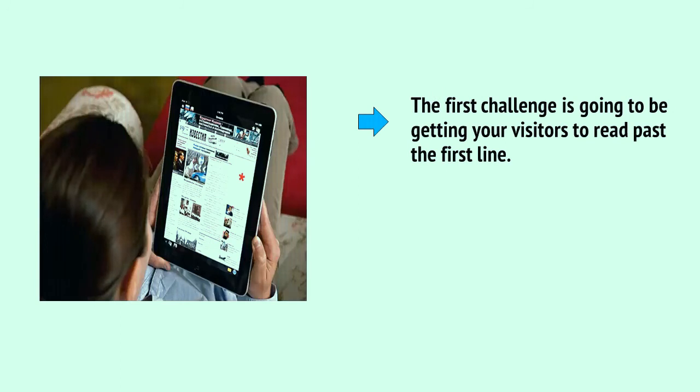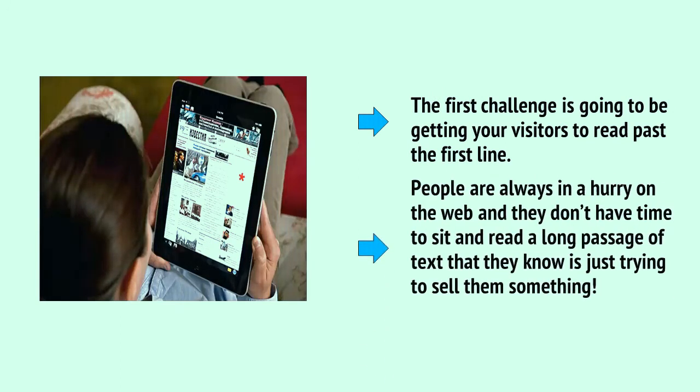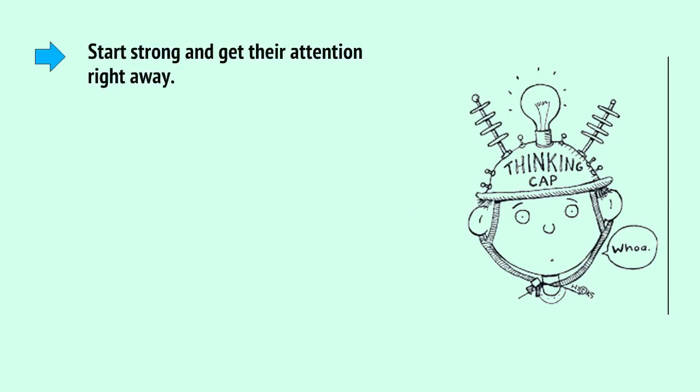This needs to be written in such a way as to compel the reader to want to buy and to build desire and urgency. The first challenge is going to be getting your visitors to read past the first line. People are always in a hurry on the web, and they don't have time to sit and read a long passage of text that they know is just trying to sell them something. Start strong and get their attention right away.